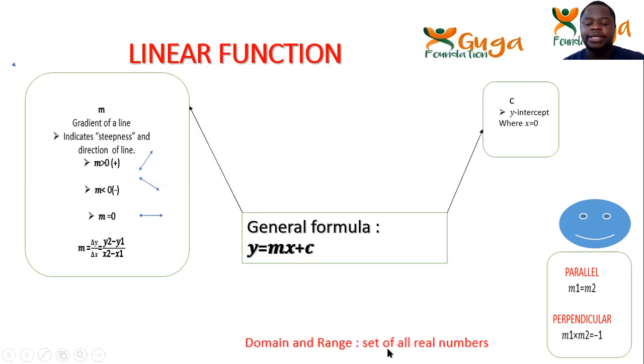So the domain and the range are: x is an element of real numbers, y is an element of real numbers, because a straight line is covering all the real numbers.